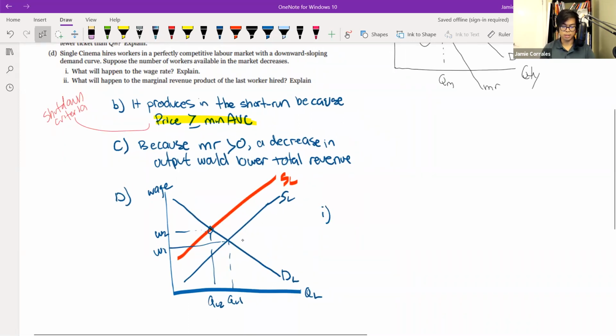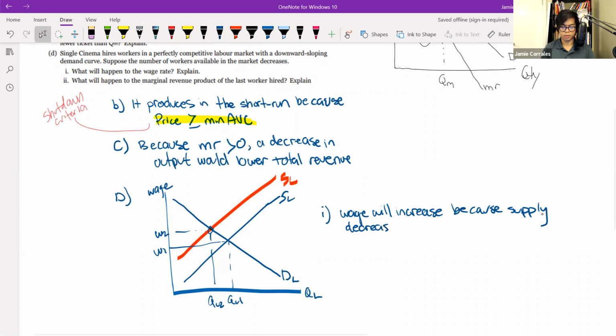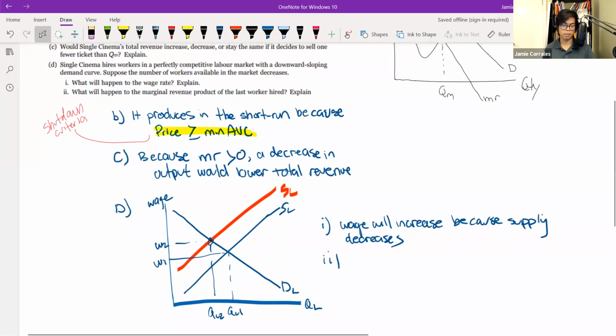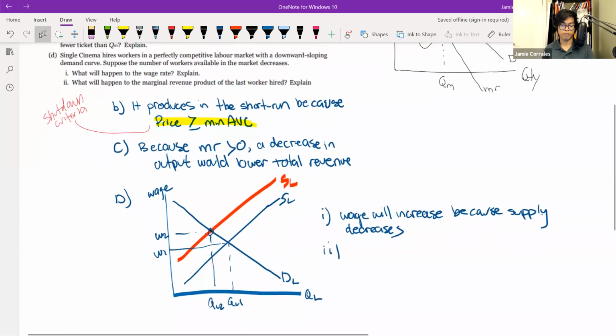Let's do AI, wage will increase because supply decreases. Oops, decreases. Part two, what will happen to the marginal revenue product of the last worker?